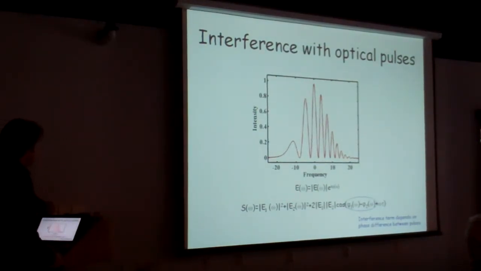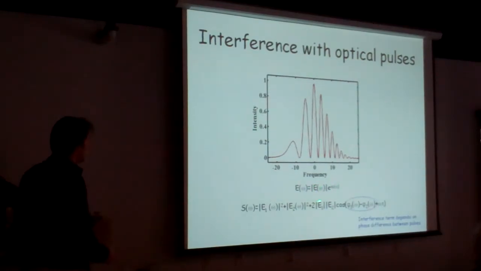So you see that I can write it as an amplitude and a phase, and then my total frequency-dependent interference pattern is.